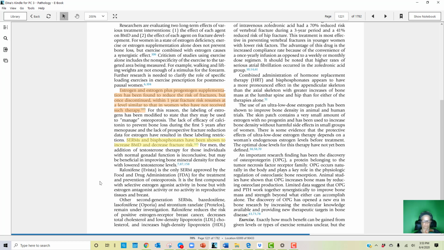Raloxifene, Evista, is the only SERM approved by the Food and Drug Administration, FDA, for the treatment and prevention of osteoporosis. It is the first compound with selective estrogen agonist activity in bone but with estrogen antagonist activity or no activity in reproductive tissues and breasts. Treatment. Osteoporosis is not curable, but intervention can stop the progression of bone loss and prevent further morbidity.